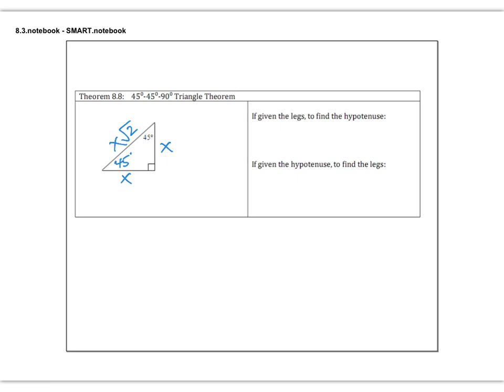So if you're given the legs of a 45, 45, 90, and you want to find the hypotenuse, all you have to do is multiply by the square root of 2. And you'll get the hypotenuse or the diagonal.